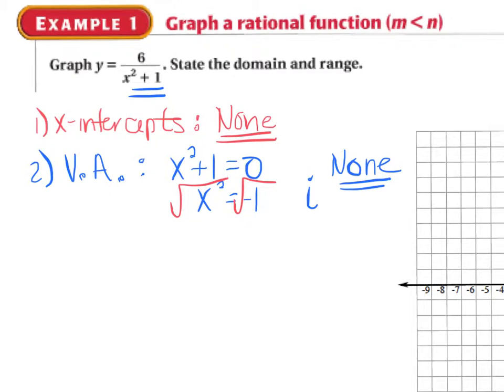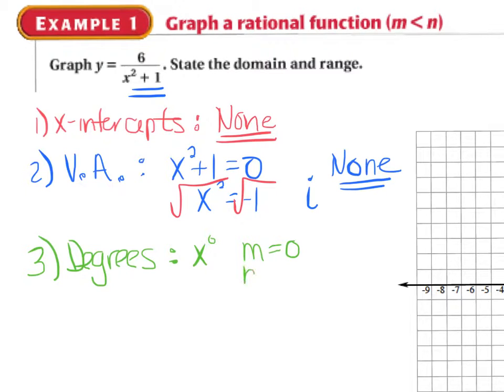Step 3, or characteristic 3, is looking for our horizontal asymptotes. And remember, that comes from comparing the degrees. So let's look at the degree of our numerator. Remember, the degree is the highest power attached to a variable. Well, I don't have a variable. The only way that would have happened is if I had x to the 0 power. So the numerator's degree is 0. The denominator's degree, which we indicate with an n, is a 2.